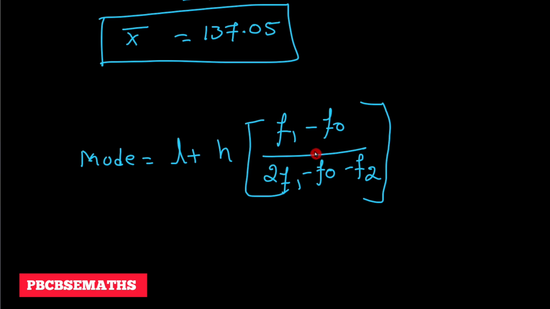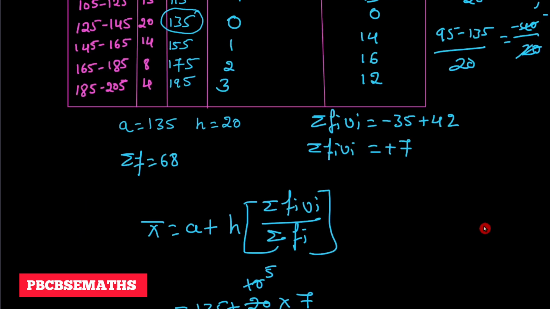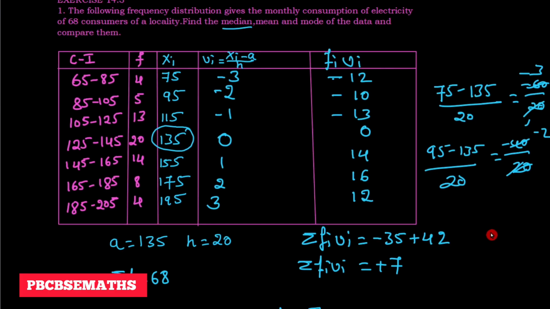This is the formula to calculate the mode of the data, where L means lower limit of the modal class. So let's first find out the lower limit of the modal class. Modal frequency is the frequency which is highest observed in that given frequency distribution table. As you can see here, 20 is the highest frequency. So this 125 to 145 will become the modal class. So the lower limit is going to be 125.